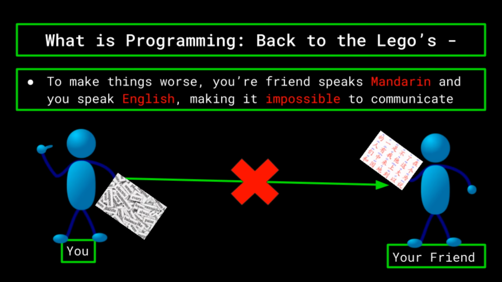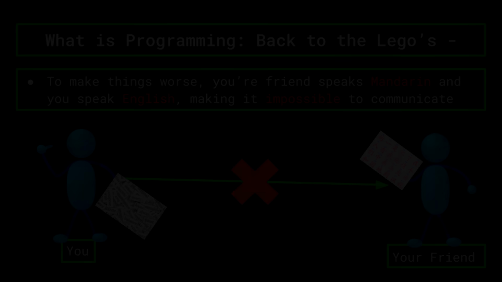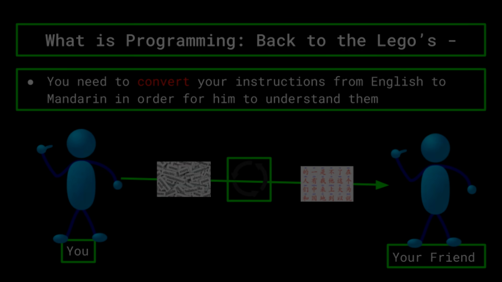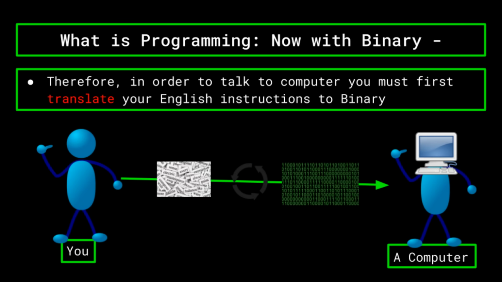Going back to the Lego example, this process would be like if he was not only less than intelligent, but to make matters worse, he could not understand English and only speaks in Mandarin Chinese. In order to speak with him, you have to convert the instructions that you understand in English into the language that your friend understands. This process is essentially what you must do for your computer in order to make it understand the instructions that you give it. The big difference between the two examples, however, is that it is very difficult for people to understand machine code in binary.